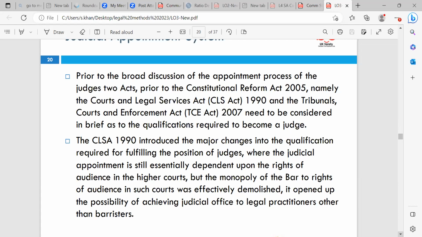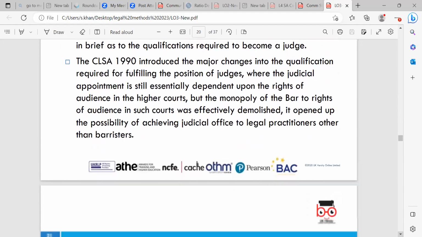The Courts and Legal Services Act 1990 introduced major changes to the qualifications required for the position of judges, where judicial appointment is still essentially dependent upon rights of audience in the higher courts, but the monopoly of the bar to rights of audience in such courts was effectively demolished. It opened up the possibility of achieving judicial office to legal practitioners other than barristers.